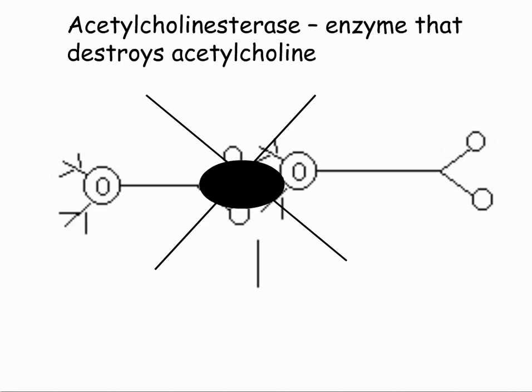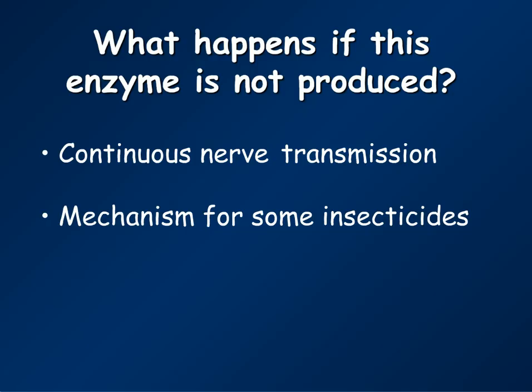destroyed. If it is not destroyed, you can have continuous firing of that nerve impulse, which can be very dangerous to the insect. So an enzyme is produced called acetylcholine esterase, and it destroys the acetylcholine. So what happens if this enzyme is not produced? Well, it can cause a continuous nerve transmission, as I mentioned, or that continuous firing.